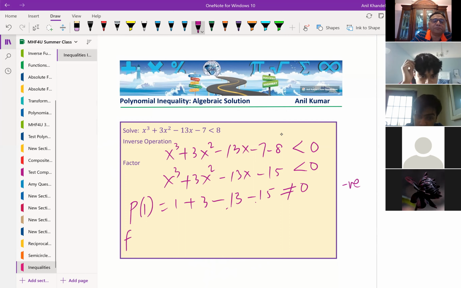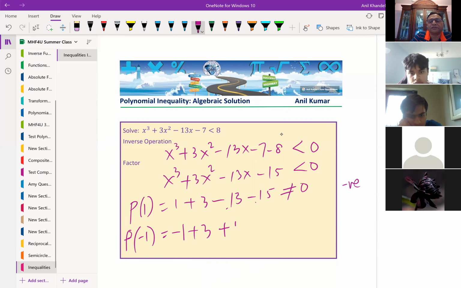Now let me put in minus 1. Minus 1 cubed will be minus 1. Substitute minus 1 in your calculator and check the value. Here it will be 3. Minus 13x will give me plus 13 here. And the constant is minus 15. If you calculate this value, what do you get? Minus 1 and minus 15 is minus 16, and 3 and 13 is plus 16. So we get 0, correct? So that means x plus 1 is a factor.